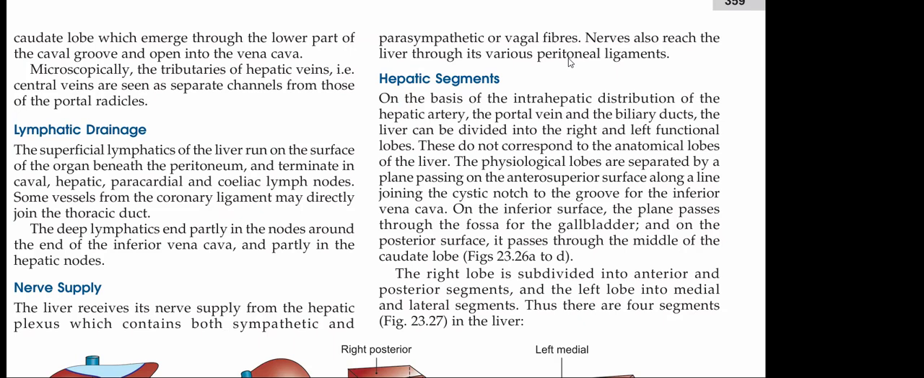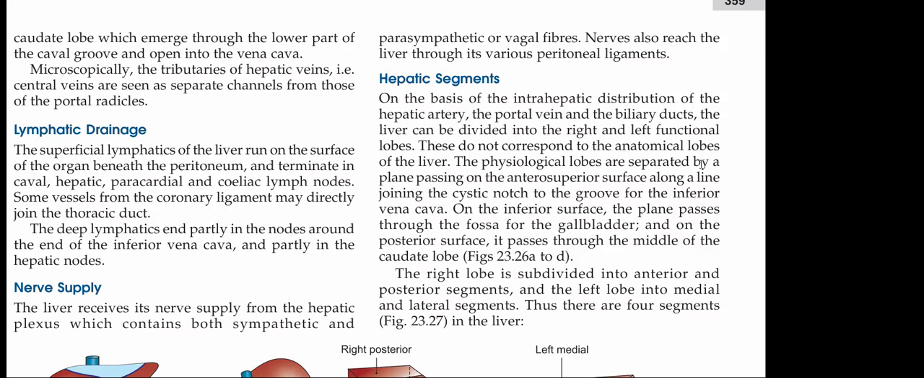Hepatic segments. On the basis of the intrahepatic distribution of the hepatic artery, the portal vein, and the biliary ducts, the liver can be divided into the right and left functional lobes. These do not correspond to the anatomical lobes of the liver.